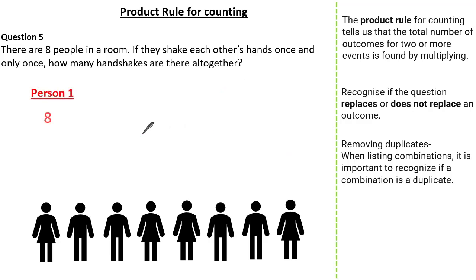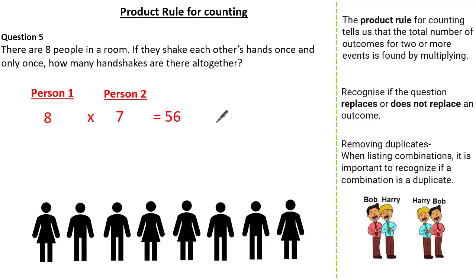Well, there are 8 different people to choose from. And we know for person 2, once one person has shaken another's hand, there are now 7 people to choose from. Therefore, 8 times 7 states there are 56 different combinations.